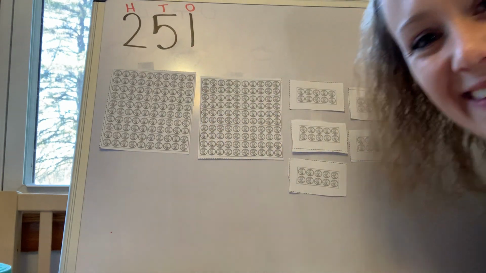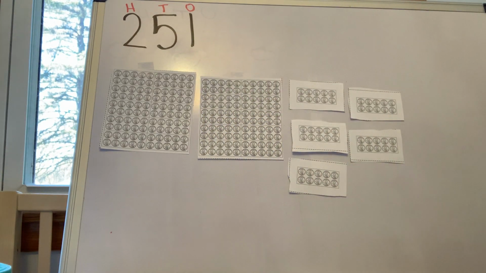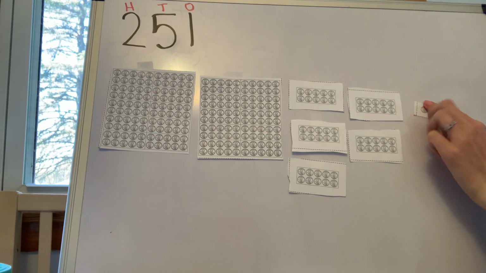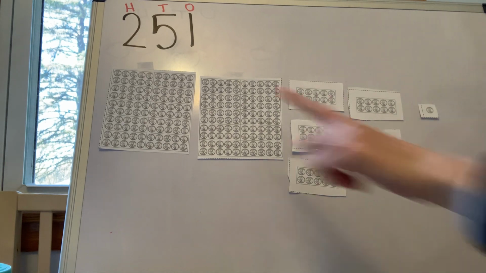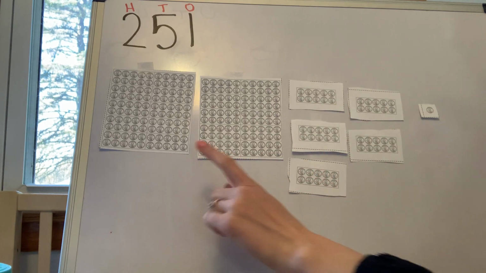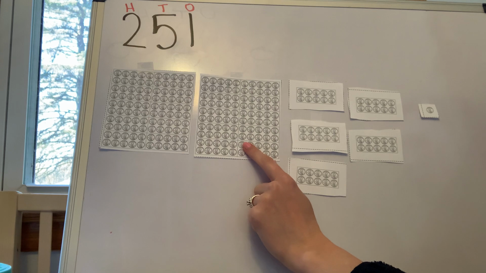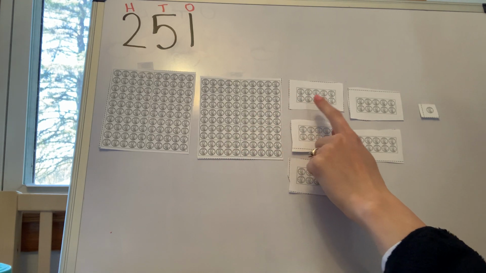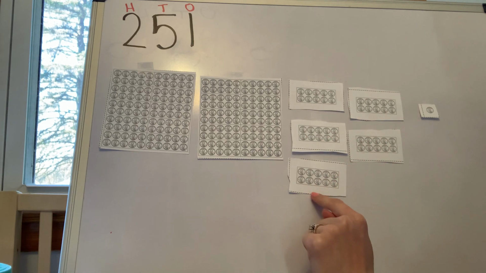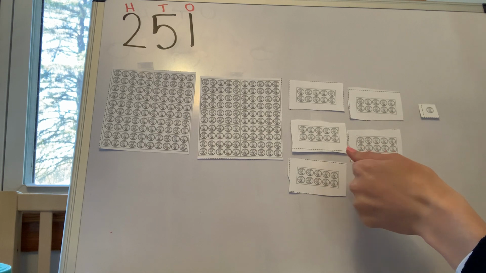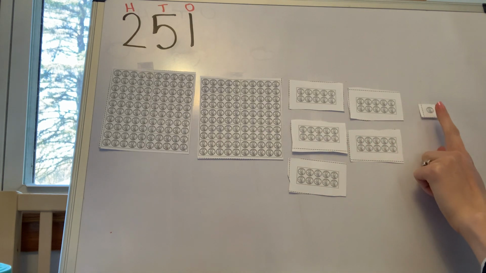How many ones do I need? Just 1 little guy. So I'm going to take out 1 little guy. And I just showed, look at him way over here. He's so cute, this little guy. I just showed the number 251 because I can count this. I know how to count by hundreds, tens, and then ones. Watch, 100, 200. Now I need to switch and count by tens. 210, 220, 230, 240, 250. Now I need to switch and count by ones. 251.